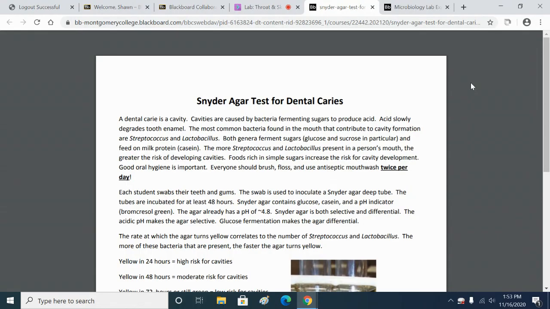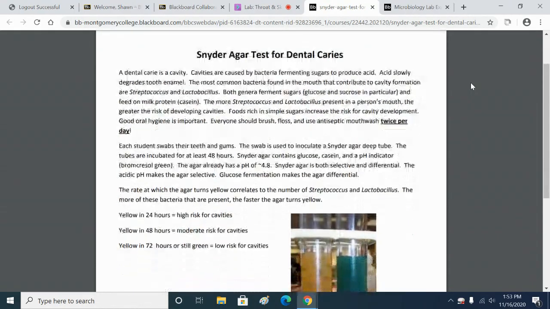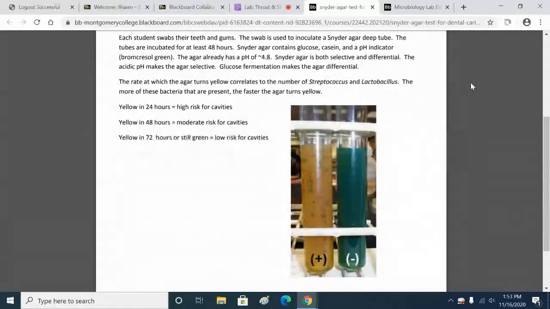And the idea is the faster the tube turns yellow, that indicates higher levels of those two groups of bacteria, Streptococcus and Lactobacillus. So if you have a lot of those bacteria, then theoretically you have a higher risk of developing cavities. So if your tube turns yellow in 24 hours, that means you have a very high risk. If it's yellow in 48, a moderate risk. And if it just starts turning yellow or is still green at 72, you have low or no risk.